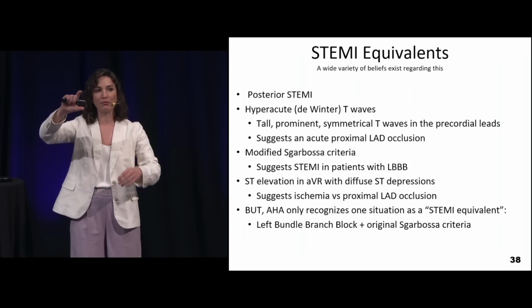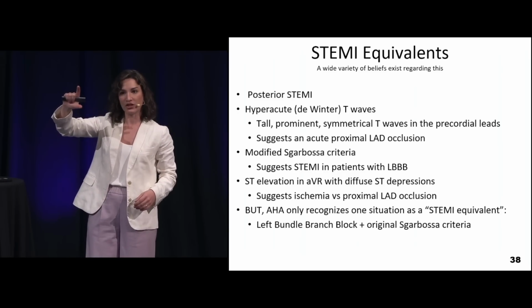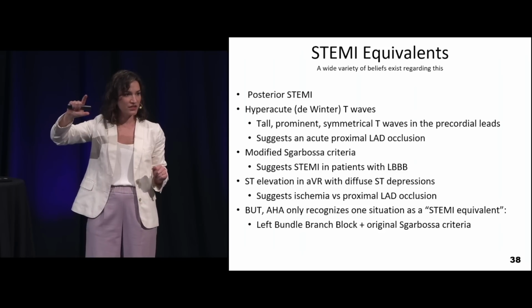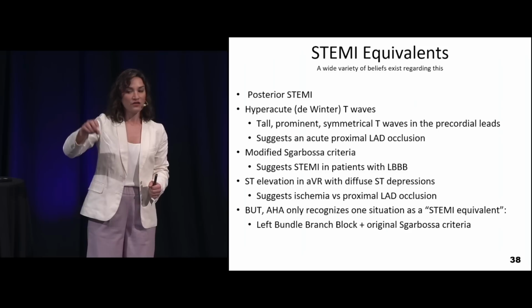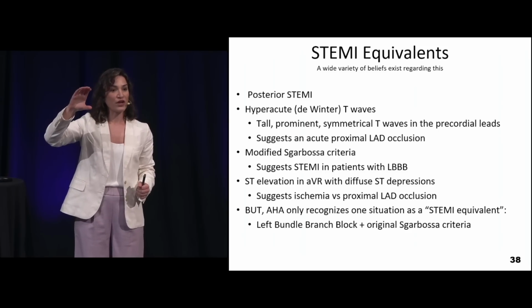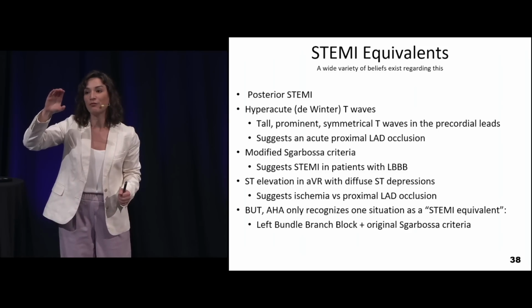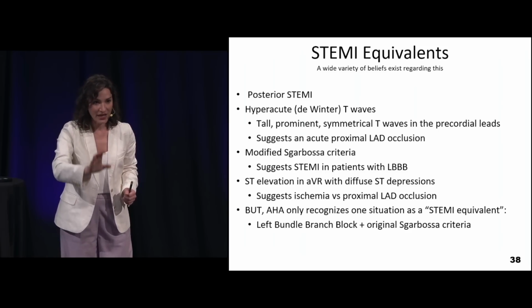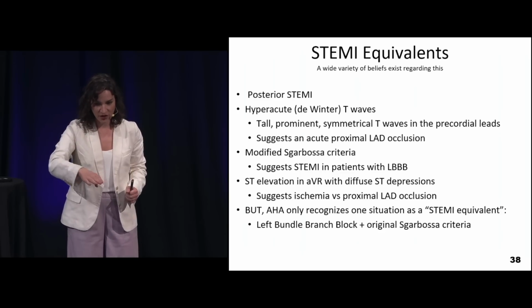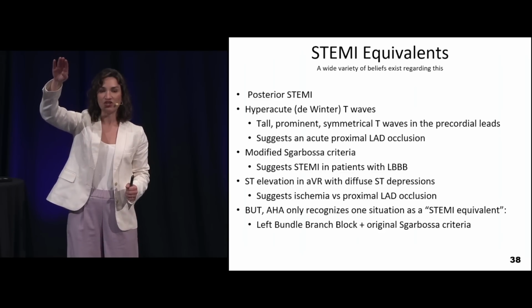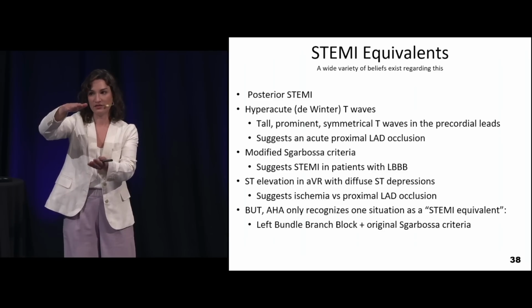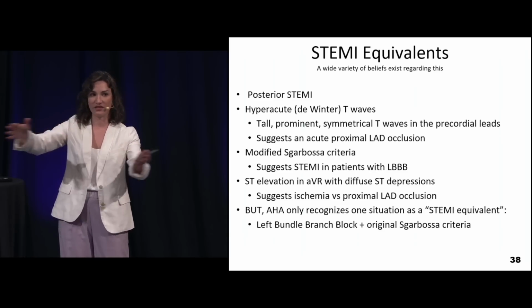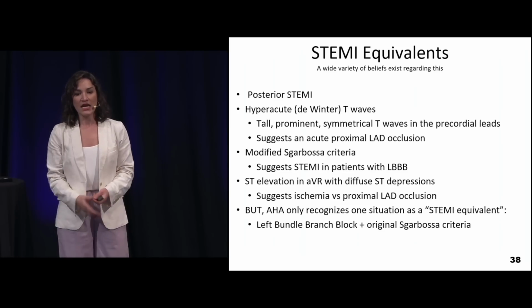In the past, remember they said it had to be more than 5 millimeters. That was the original Sgarbossa criteria. The modified now says it's relative. So it needs to be greater than or equal to 25% of the depth of that QRS. The QRS going down, ST elevation greater than 25% the height of that down-sloping QRS. That's the modified Sgarbossa criteria.